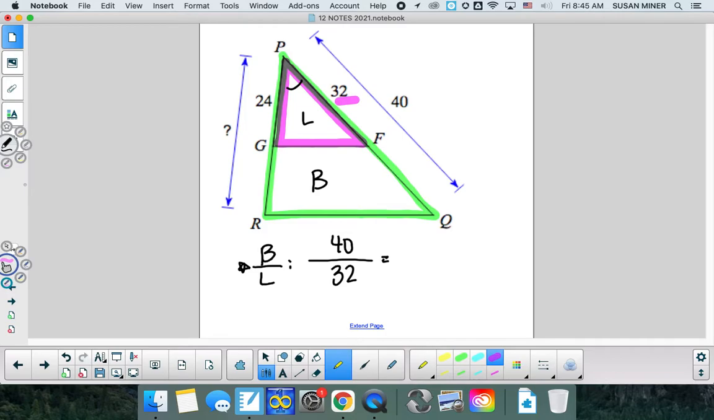My second ratio is going to be over here. The big triangle is the missing side. That's the side I don't know. And then my little triangle, the matching side, would be 24.